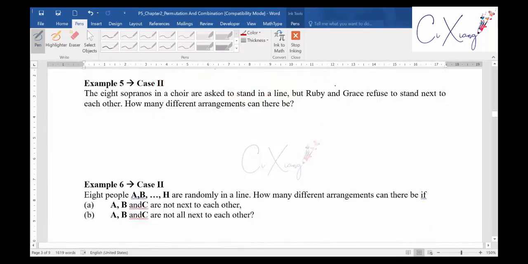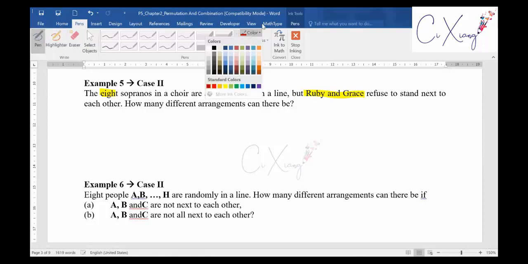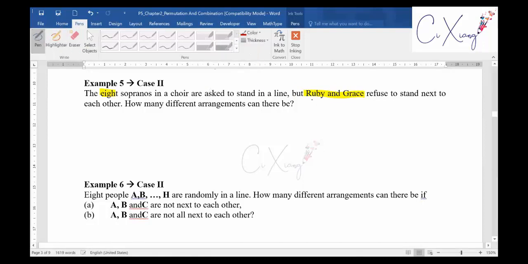For the next one, examples 5, 6, 7, and 8, all of them are case number 2. Case number 2 means that something must be separated. Usually when we want to do something must be separated, what are we going to do? Okay, so this is how we do it. There are 8 sopranos in a choir, and there are 2 girls here, Ruby and Grace, who refuse to stand next to each other. How many different arrangements can there be? So Ruby and Grace must be separated.